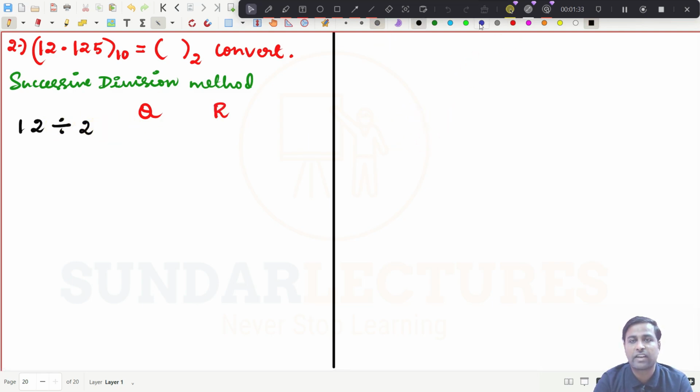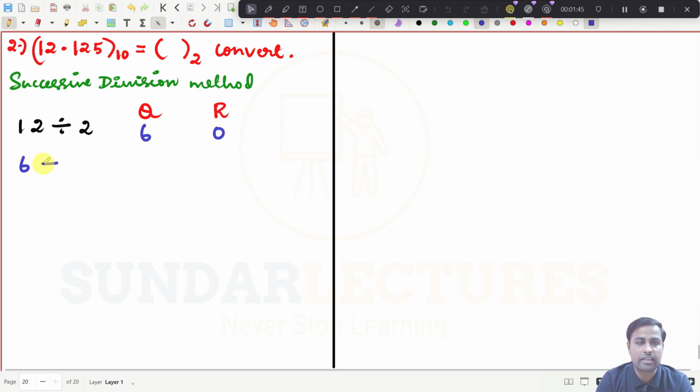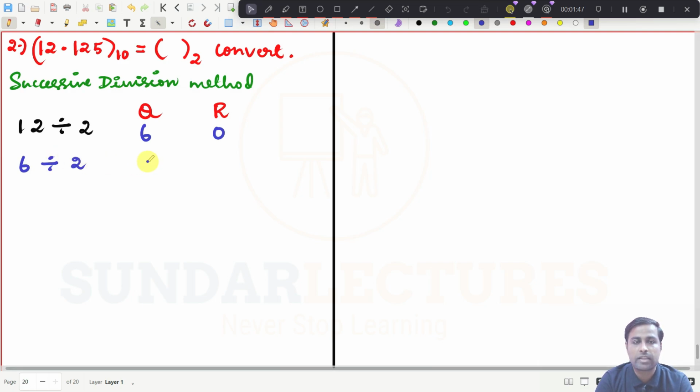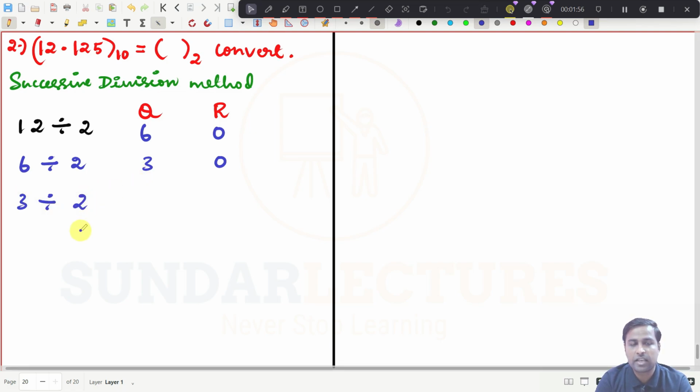I will straight away write, we don't need to take so much time. 12 divided by 2, the quotient will be 6 and the remainder will be 0. Then you take this 6 again, 6 divided by 2, the quotient will be 3 and the remainder will be 0. Then 3 divided by 2, you take this 3 here, and if you divide these two, the quotient will be 1, right?